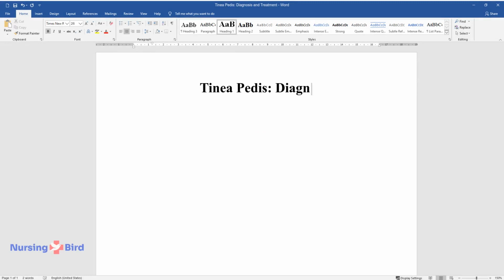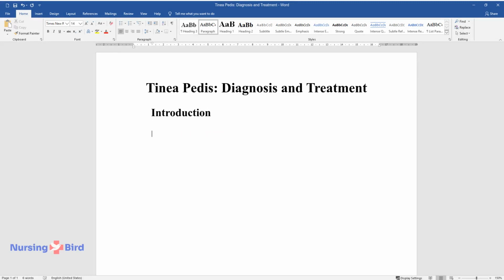Tinea Pedis, Diagnosis and Treatment. Introduction. Tinea Pedis, athlete's foot, is a common skin infection of human feet that is caused by a fungus.